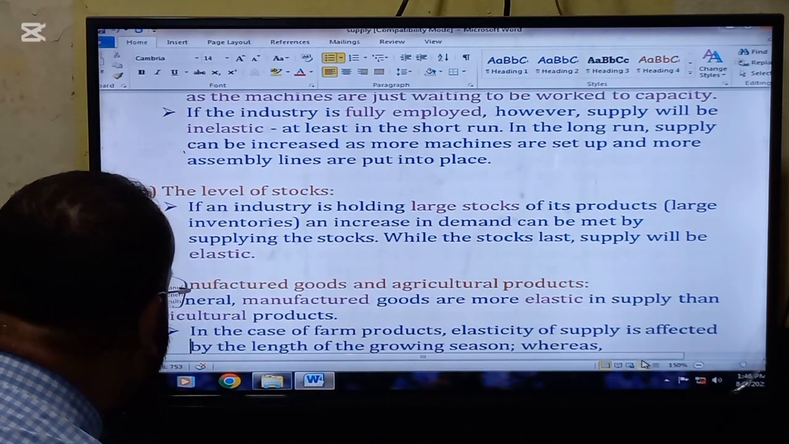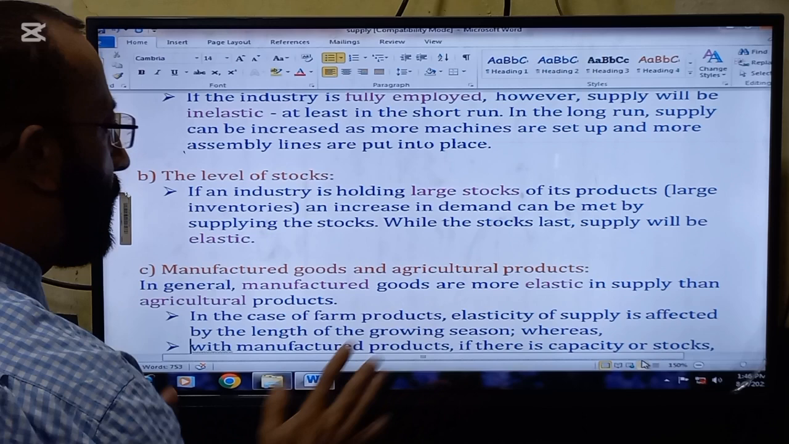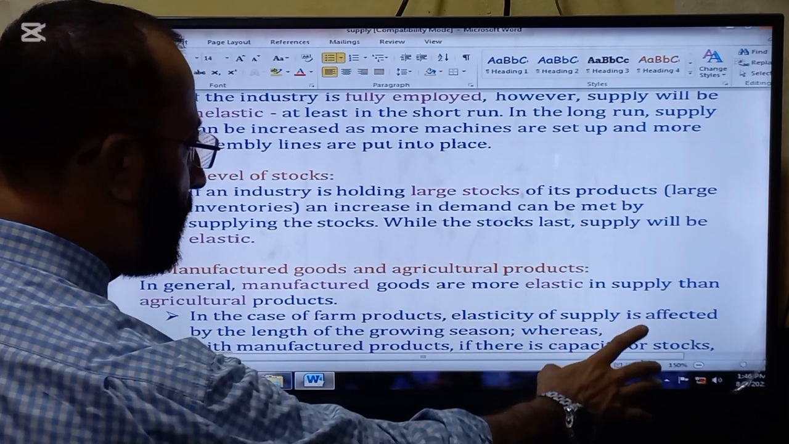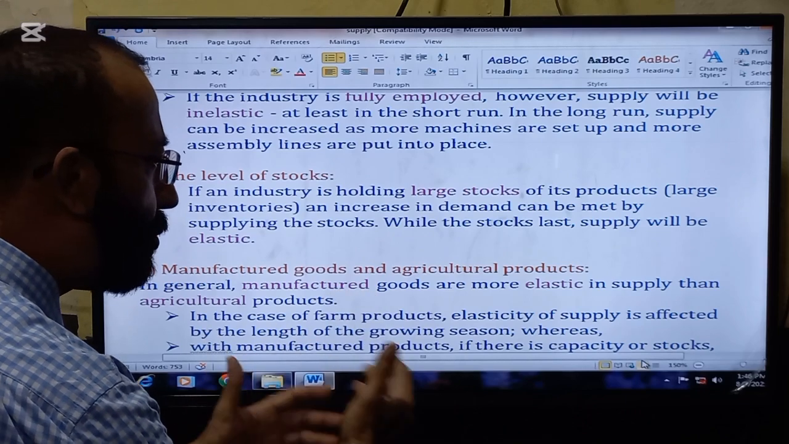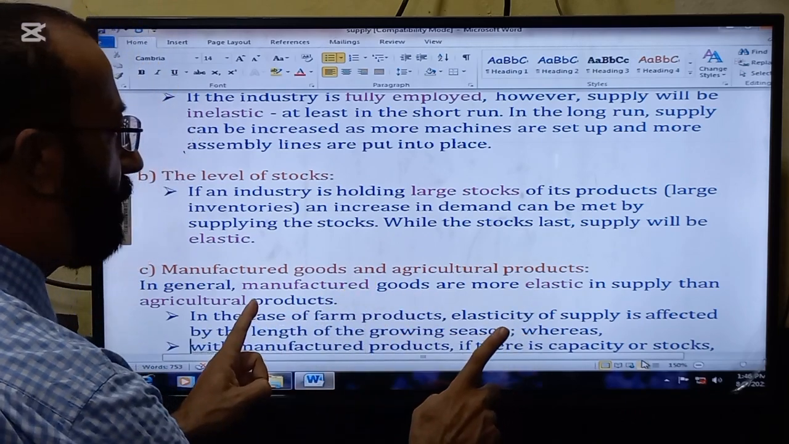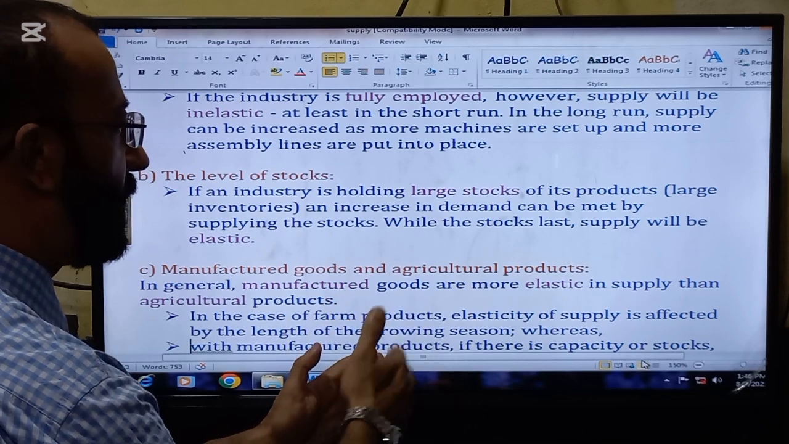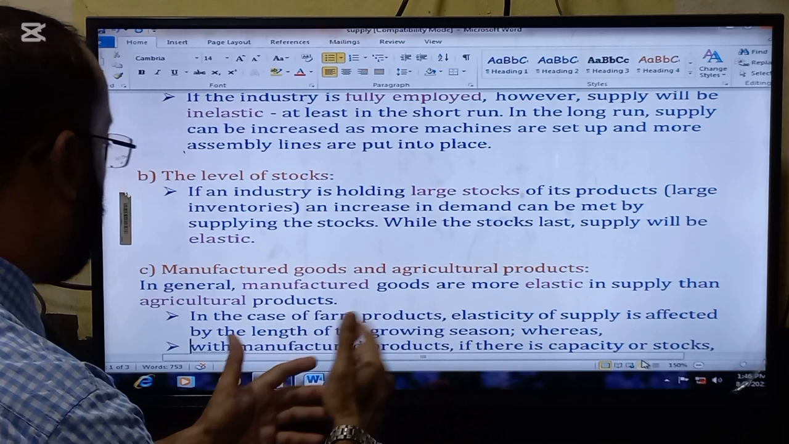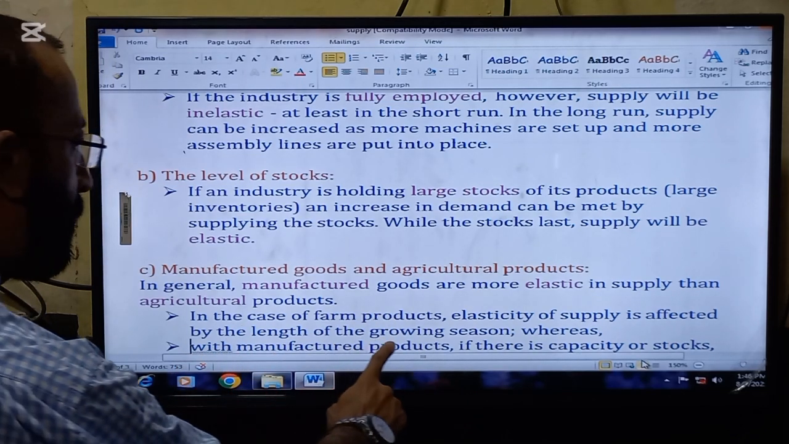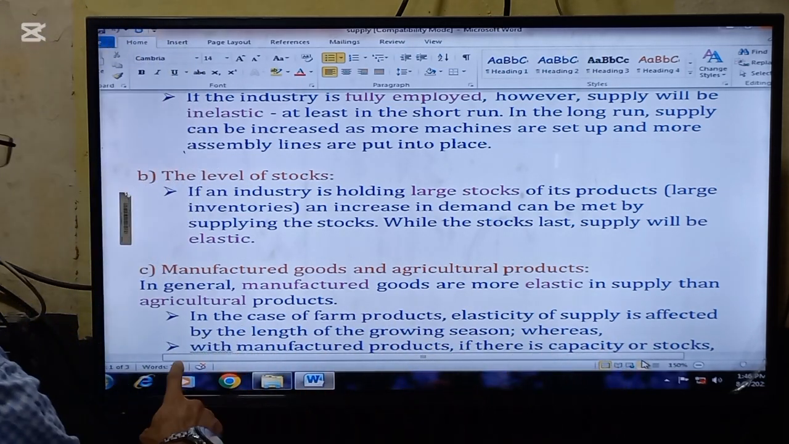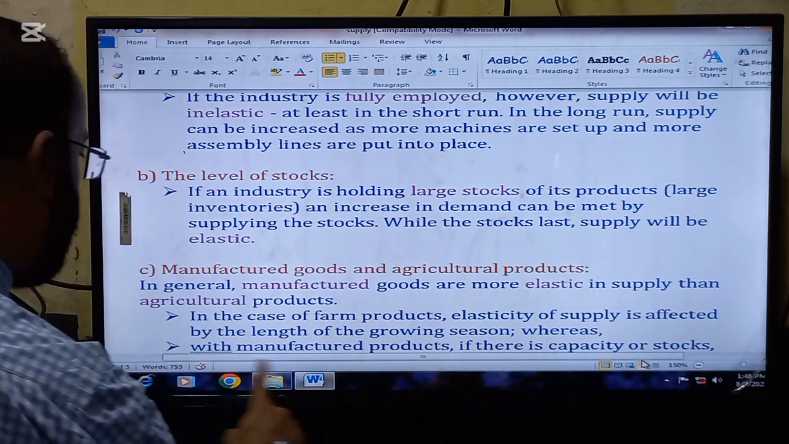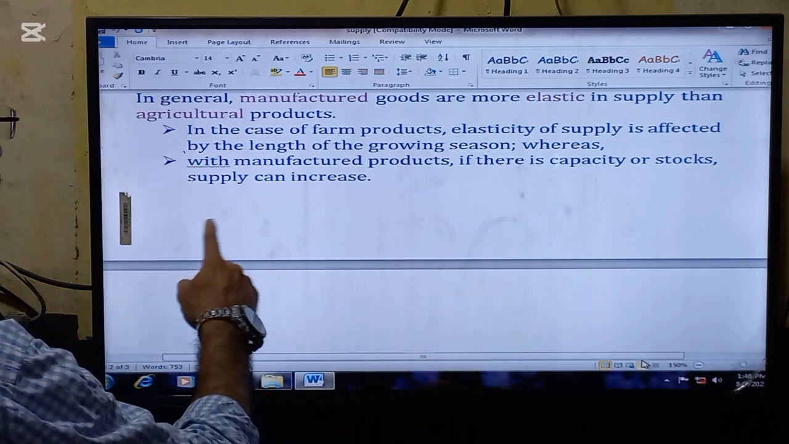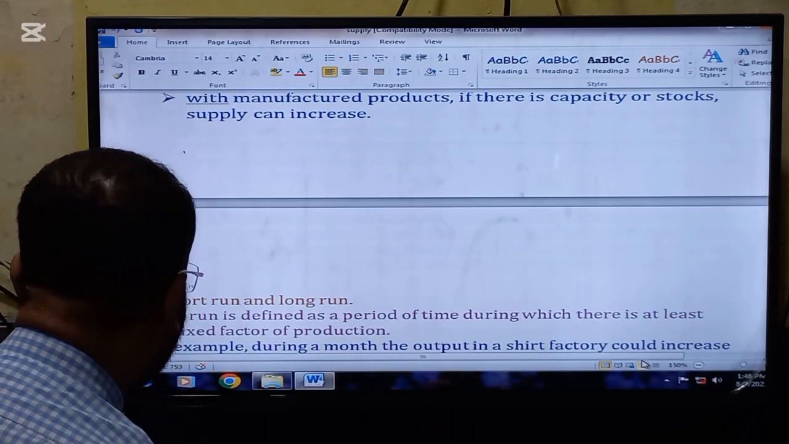The next factor that we are going to read is the manufactured goods and the agricultural products. In general, manufactured goods are more elastic in supply because they can be made quickly, but the agricultural products are normally inelastic in supply because they require time to grow. In the case of the farm products, elasticity of the supply is affected by the length of the growing season, whereas with the manufactured products, if there is capacity or stock, supply can be increased.